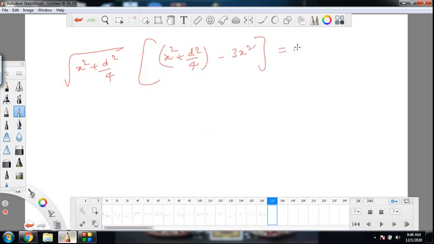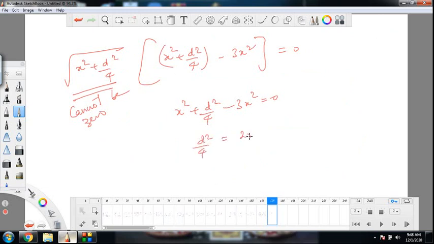So this should be 0. This cannot be 0, because d is there at least. So the other possibility is x square plus d square by 4 minus 3x square is 0. So d square by 4 is 2x square. So x is plus or minus d by 2 root 2. The minus sign is also significant here. So at this distance, force on the capital M is maximum.